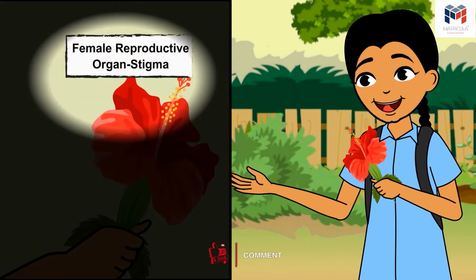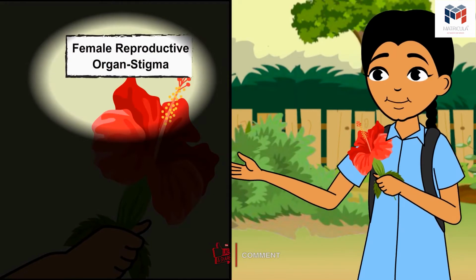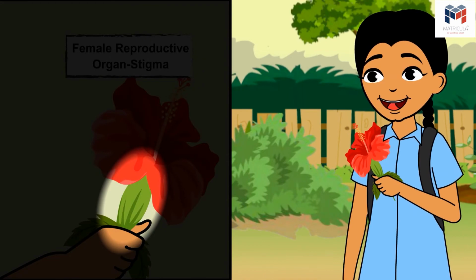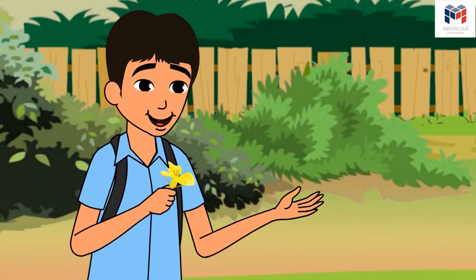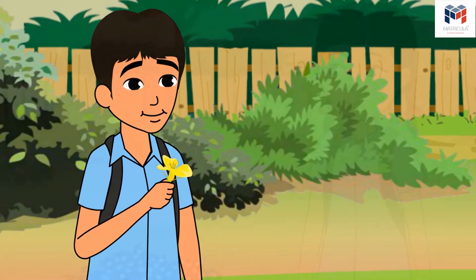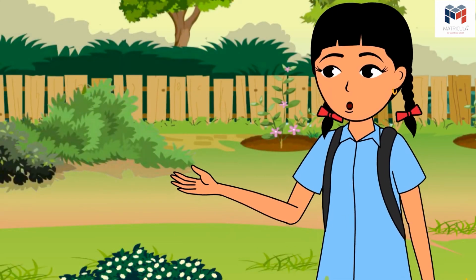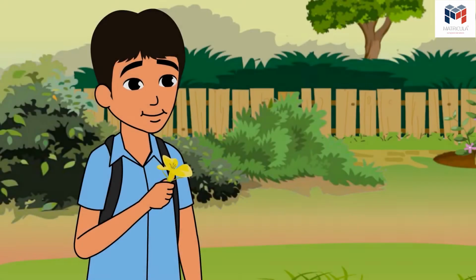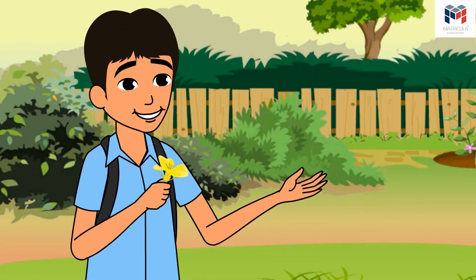Look at this flower. This is the stigma. Look, there is a bud-like structure here. What is this? Yes, even this flower has a part like this. I remember seeing something similar in the science book too. Why don't we ask the teacher about it?